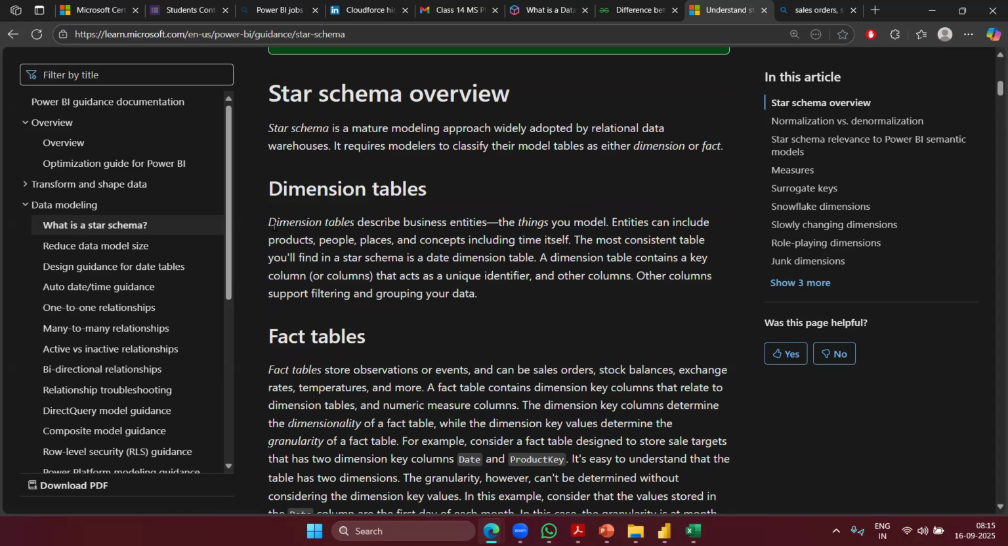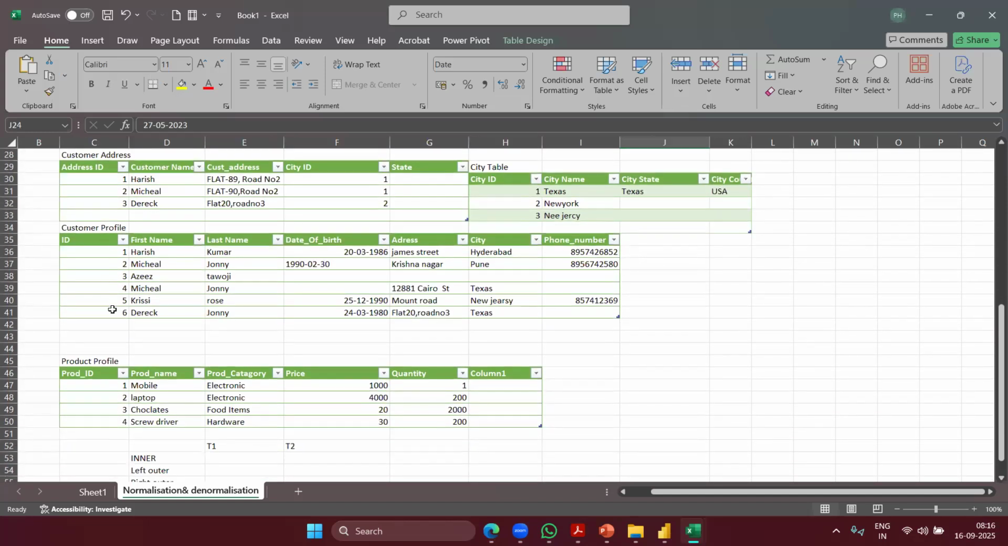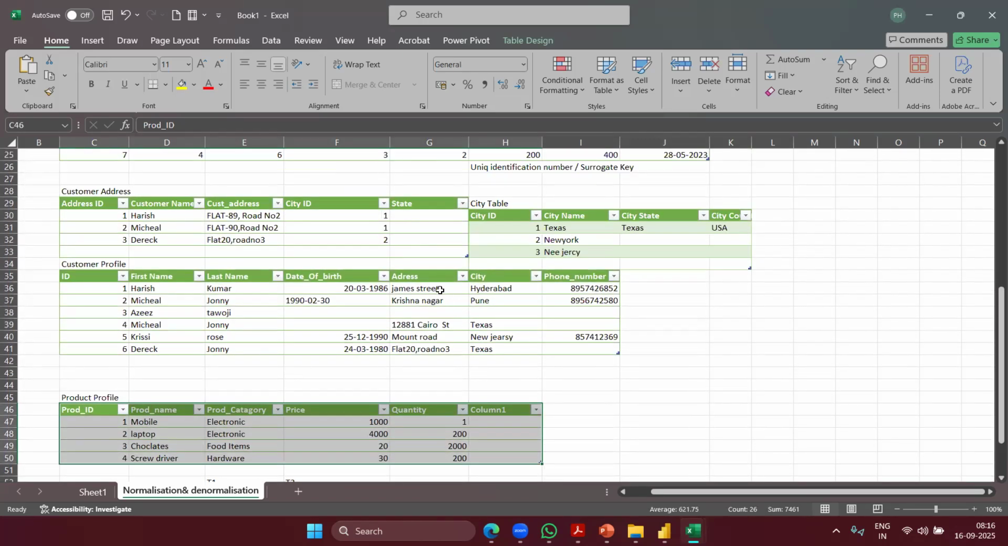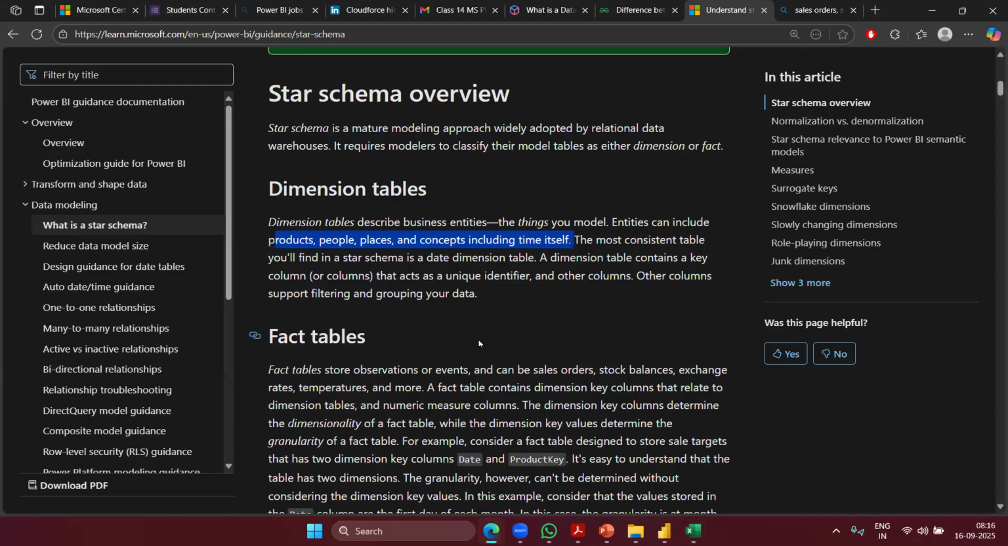Here it is. Dimension tables describe business entities, the things you model. Entities can include products, people, places, and concepts, including time itself. The most consistent table you will find in a star schema is the dimension table, such as the date dimension. In the dimension tables, we have details about the products, entities, persons, people, all those things.